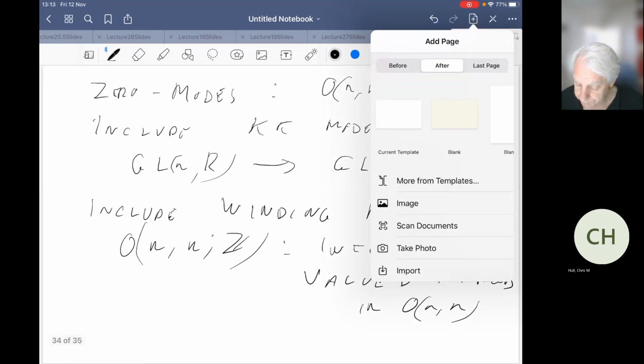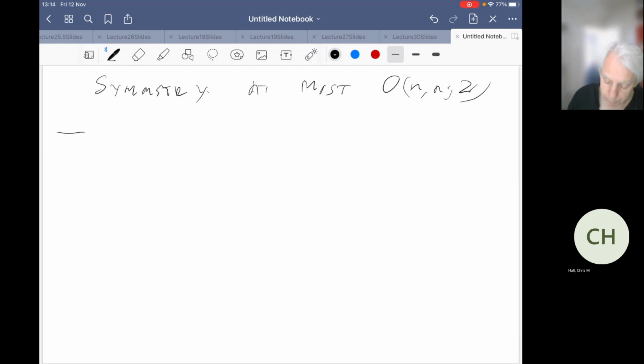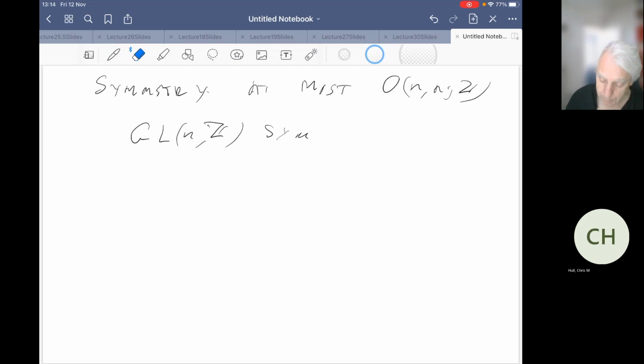So that means that the symmetry is at most O(n,n;Z). But we know that the theory should have a GL(n,Z) symmetry. So we expect it to have that, because this is just a part of the diffeomorphism symmetry, the set of large diffeomorphisms on the torus.